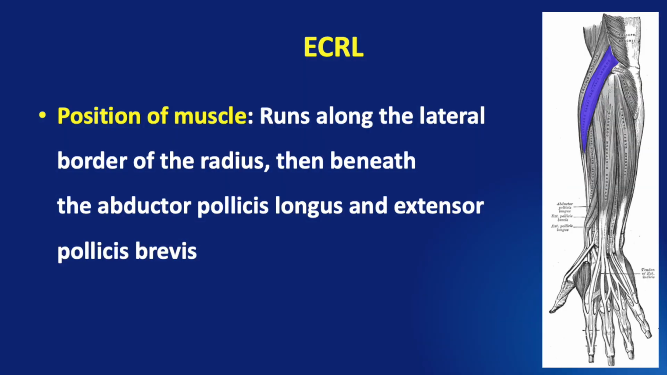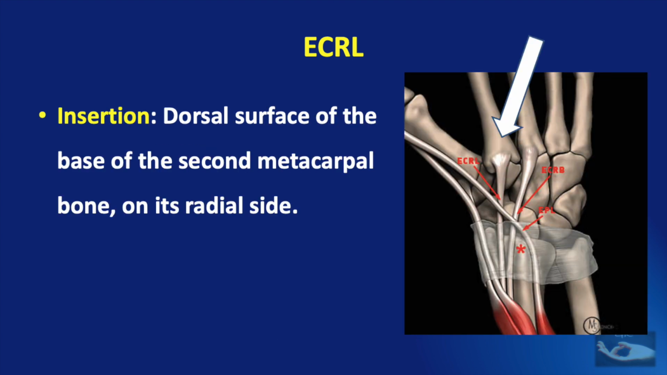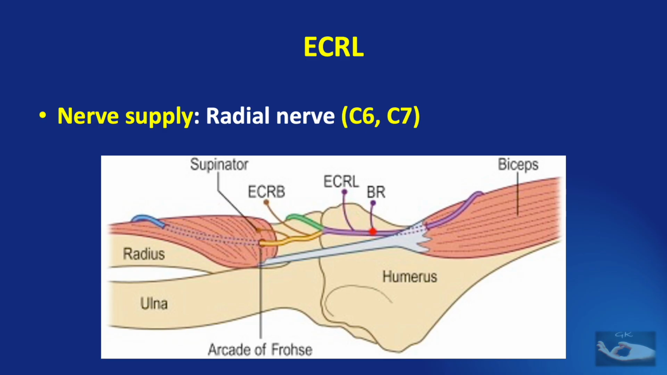The muscle runs along the lateral border of the radius, then beneath the abductor pollicis longus and extensor pollicis brevis tendons, and then crosses the wrist through the second dorsal extensor compartment on the radial side of the Lister's tubercle on the radius along with the extensor carpi radialis brevis tendon. It is then inserted on the dorsal surface of the base of the second metacarpal bone more on its radial side. The nerve supply of this muscle is directly from the motor branches from the radial nerve.